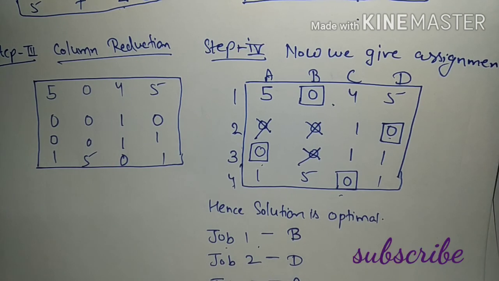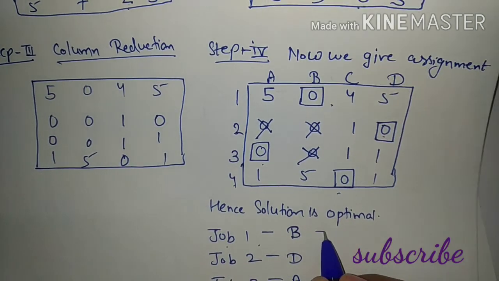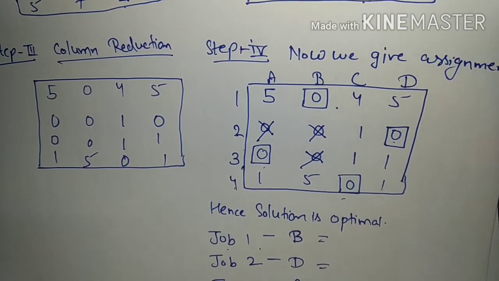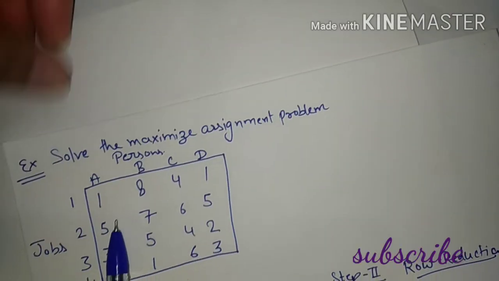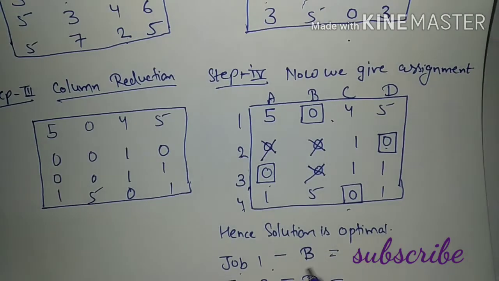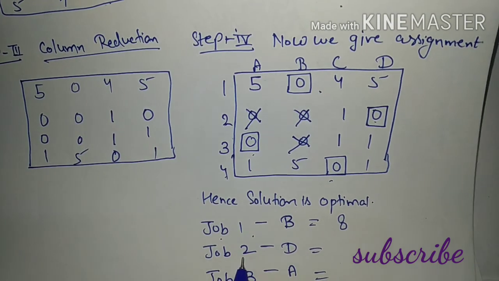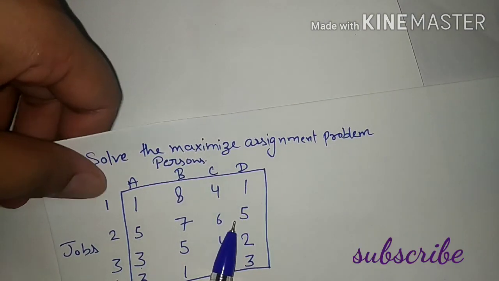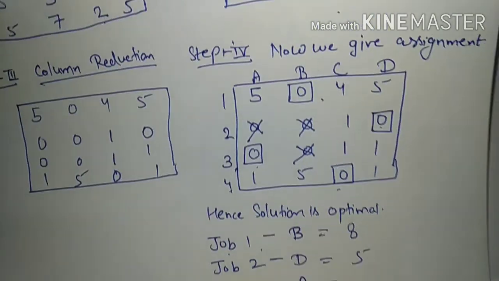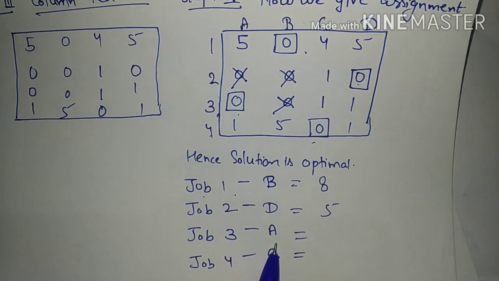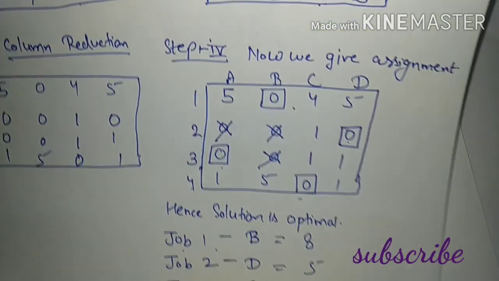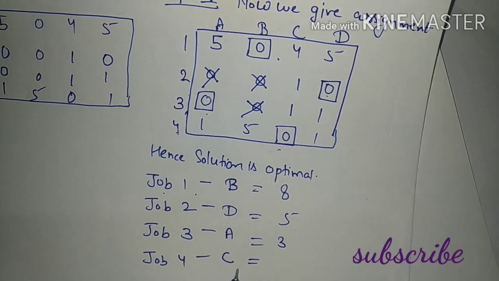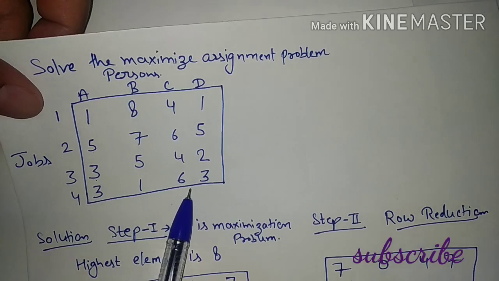For calculation of maximum profit, take the reference of the given matrix in the question. Job 1 for B, cost is 8. Job 2 for D, cost is 5. Job 3 for A, cost is 3. And job 4 for C, cost is 6.